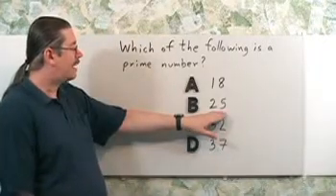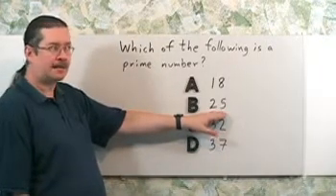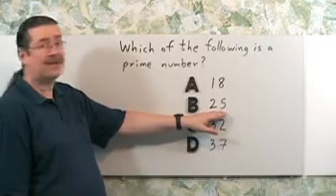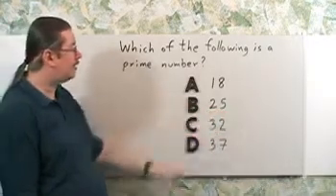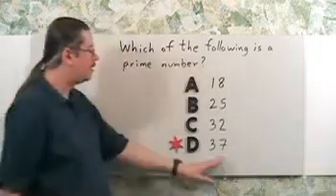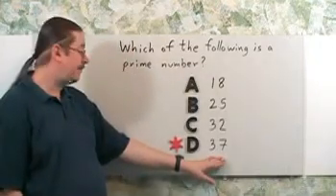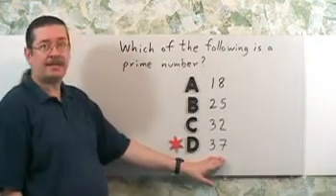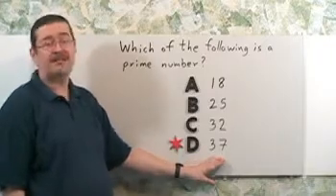25, I can divide by 1 and itself, but also 5. So it is not prime. So by process of elimination, the answer needs to be D, 37. And if you think about it, yeah, only 1 and itself can divide into 37.